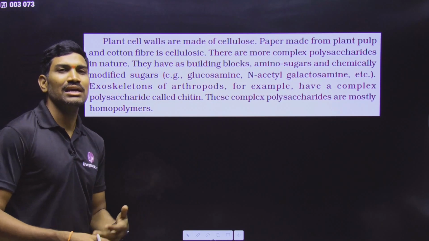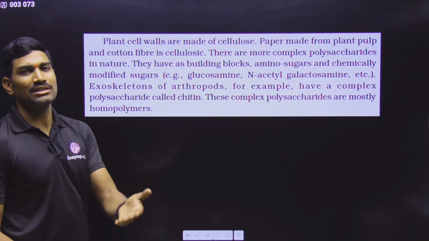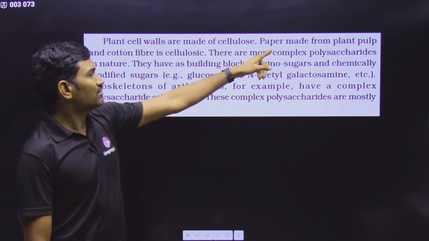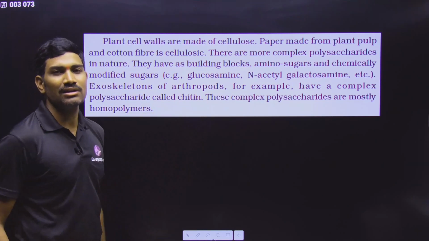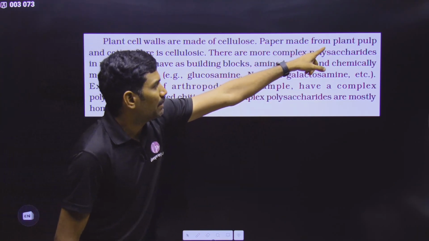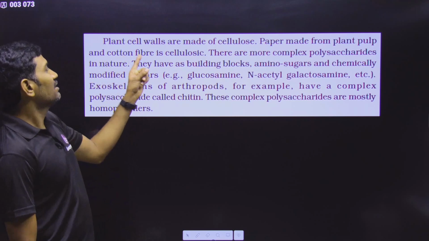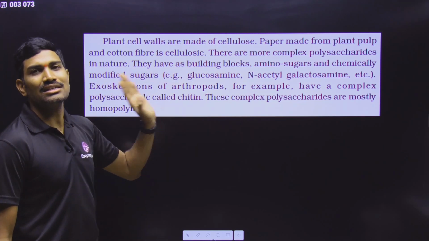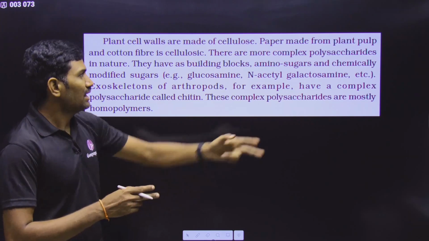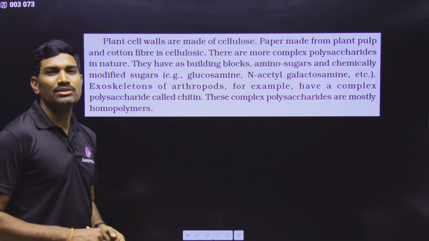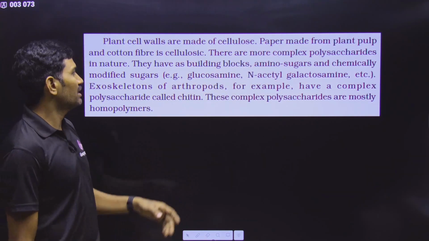Plant cell walls are made up of cellulose. So cellulose is the structural polysaccharide present in the cell walls of the plants. Next one, paper made from the plant pulp. So that is made up of cellulose. Paper made up of the plant pulp and cotton fibers, all these are cellulosic. So cotton fiber is made up of cellulose, and paper that is made from this particular plant pulp is also made up of mainly cellulose.